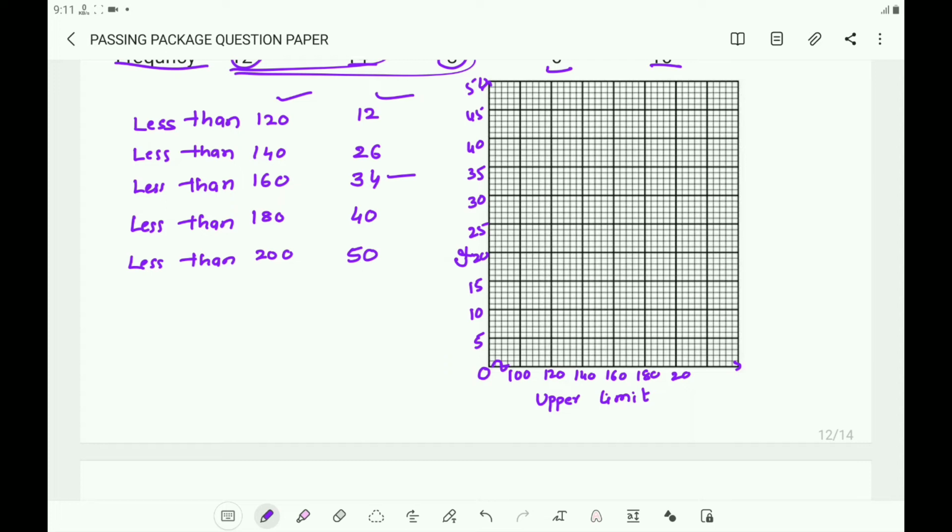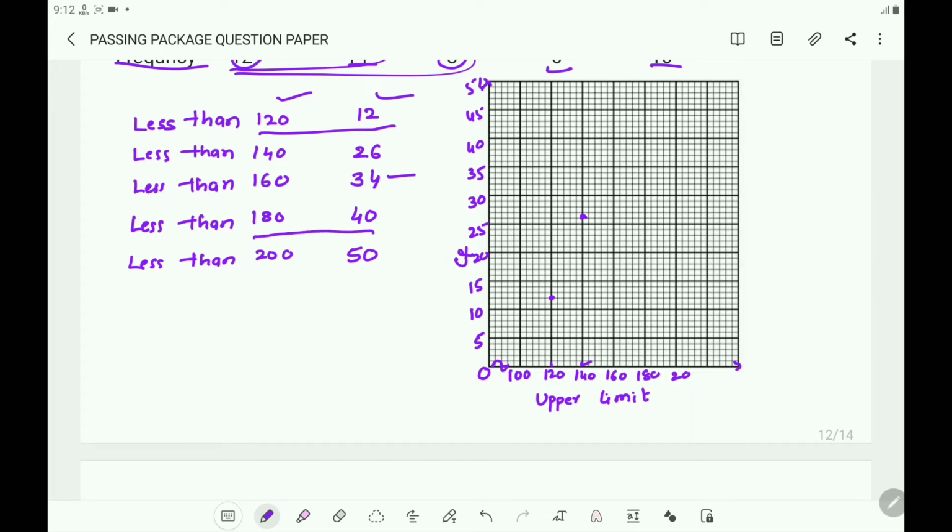Now let us mark the points. First one is for 120, it is 12. So you come to that 120, and 12 means it is 10, 11, 12. 12 comes here. So you take 12 here. Then next 140, 26. 140 is here. 26, this is 25. Then you take 26, which is 1 more here.